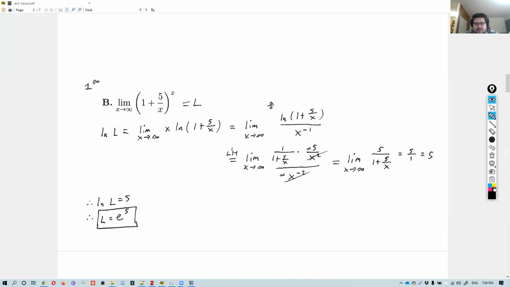But now you have to look back on the original problem. Like, what did we actually find? Okay. So what we actually find is that ln of L is equal to 5. We then exponentiate both sides over e. And so you get L is equal to e to the 5. And that's the final answer for the problem.